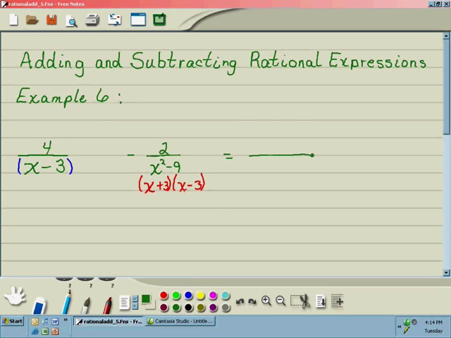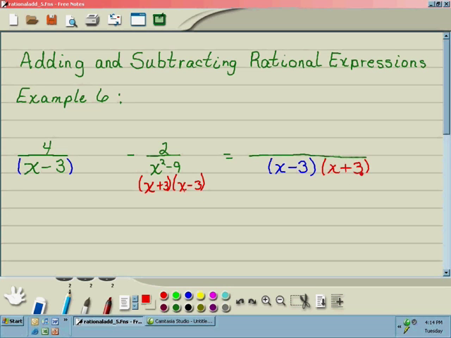Then for our common denominator, we will have to have the x minus 3 as a factor in our denominator. And as we look at the second factor, we will need both an x minus 3 and an x plus 3. But because we already have the x minus 3, we will not need to list it a second time. We will, however, have to have an x plus 3.